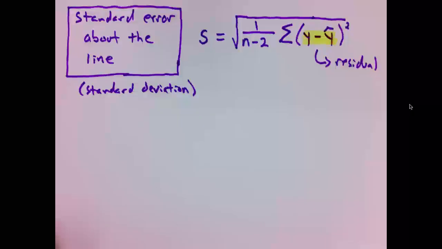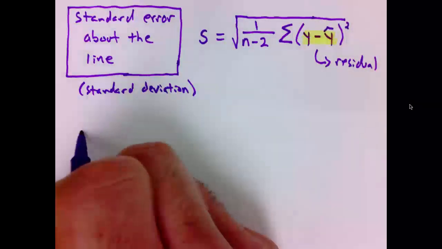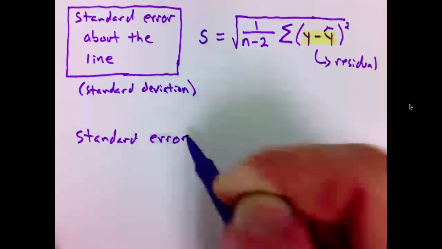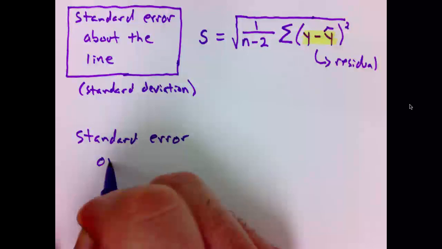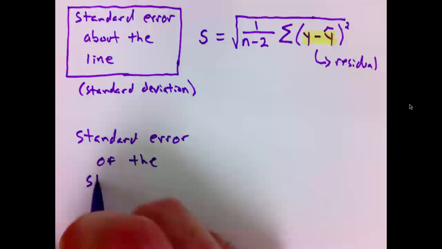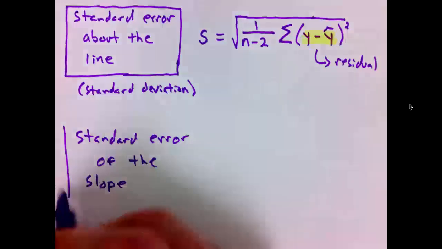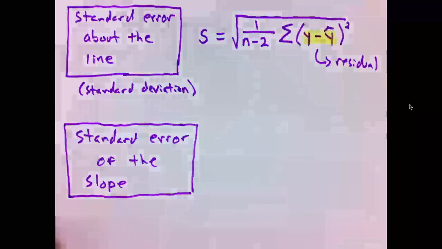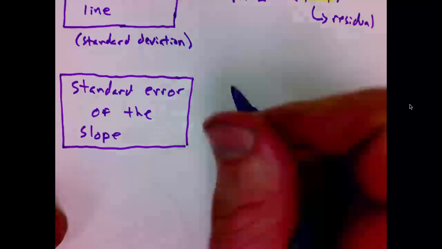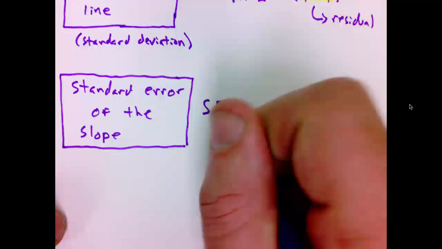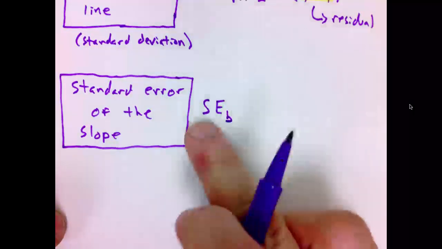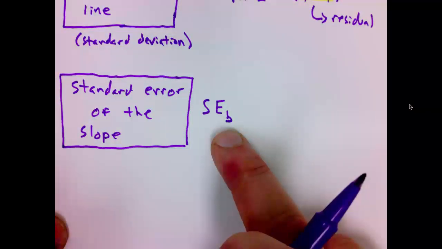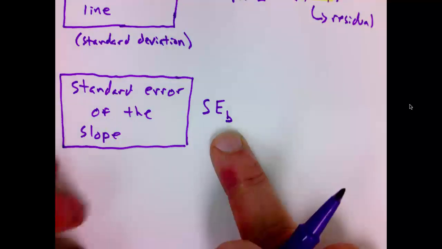Next, standard error of the slope. The notation for that is capital S, capital E, subscript b. We say SE sub b. That is standard error, and b is the statistic for slope in our regression equation.